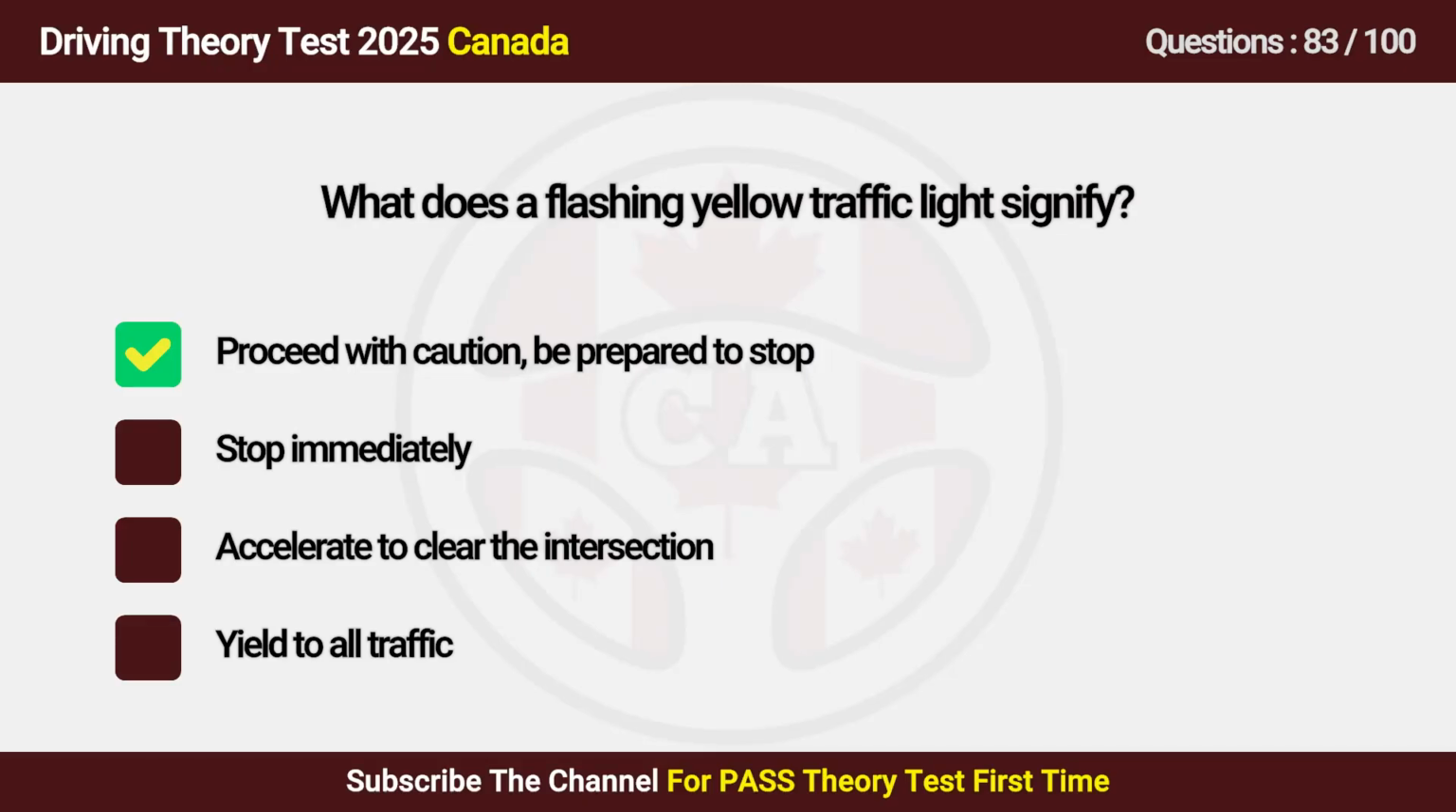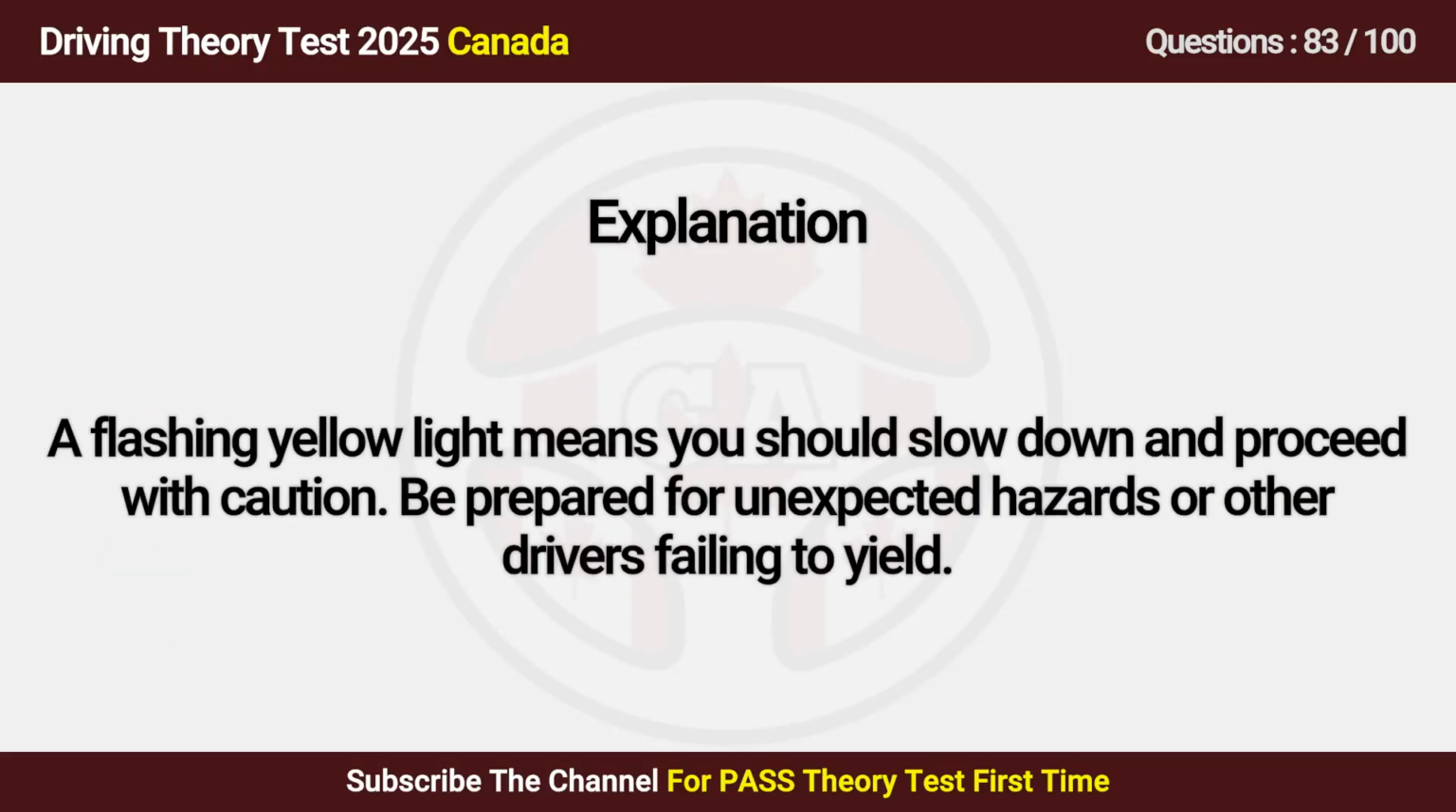Answers is A. Proceed with caution, be prepared to stop. A flashing yellow light means you should slow down and proceed with caution. Be prepared for unexpected hazards or other drivers failing to yield.